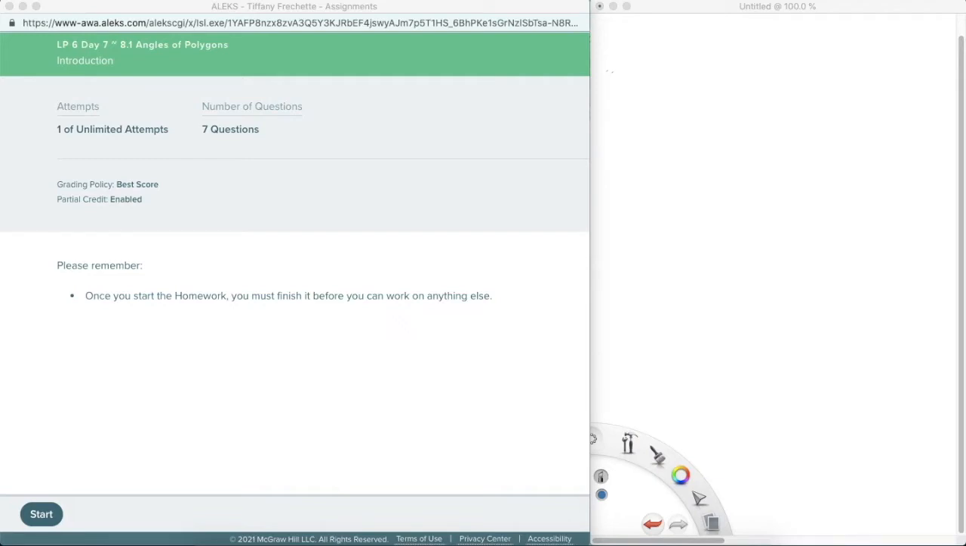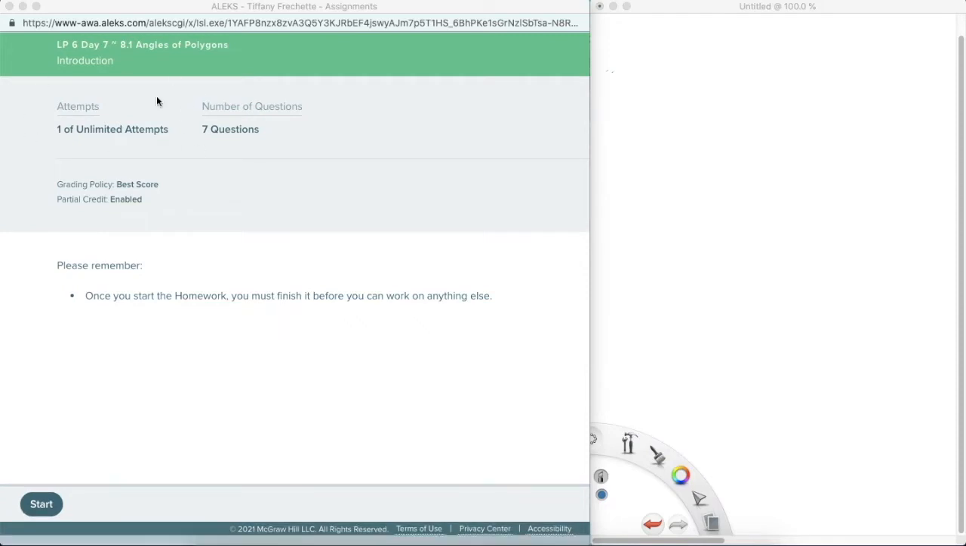So a couple things we'll go over here before we get started. The first thing that you should see is the due date here. I don't see it on my teacher preview, but you'll see it on your student screen. The second thing is the number of attempts. There's always unlimited attempts on any of the homework assignments, quizzes, or tests. Number of questions just tells you how many are on this particular assignment. Grading policy is always best score, so whichever attempt is the best one is the one you keep.